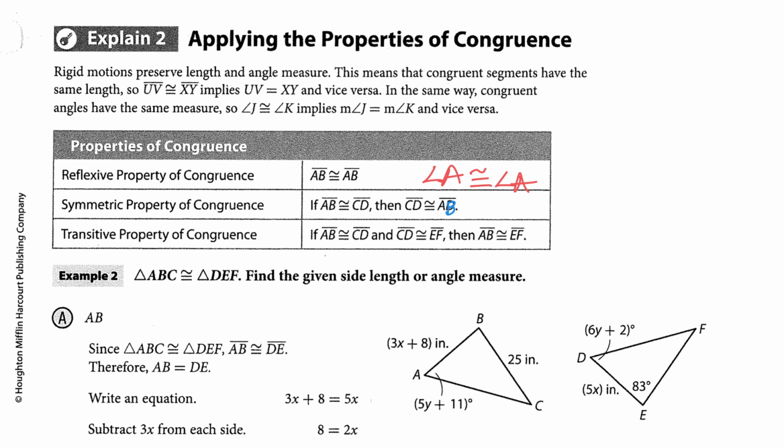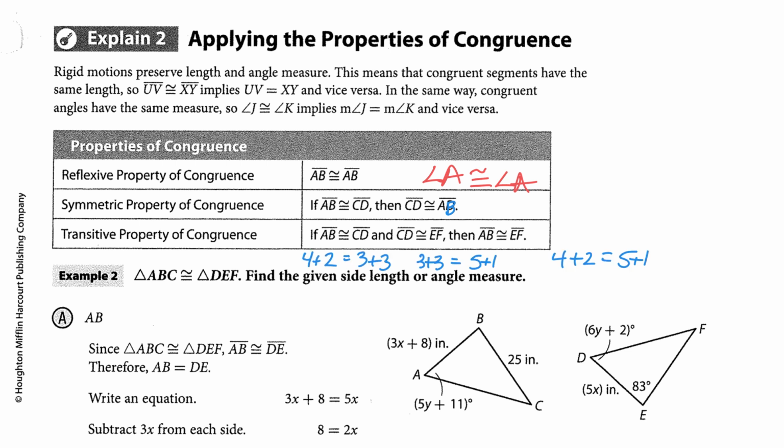If 5 is equal to 2 plus 3, 2 plus 3 is also equal to 5. The transitive property of congruence says if AB is congruent to CD and CD is congruent to EF, then AB is congruent to EF. Let me give you an example.